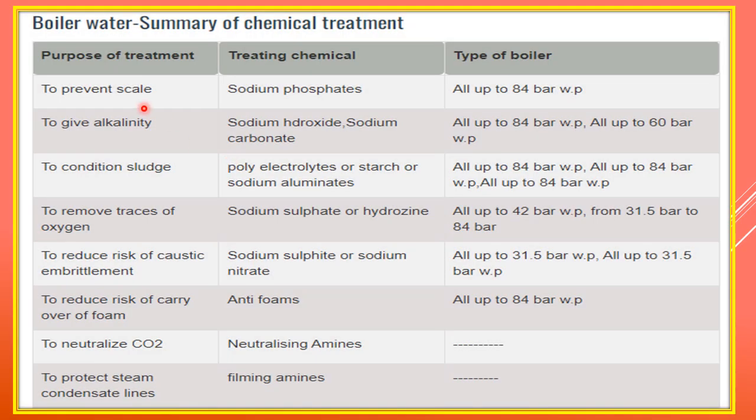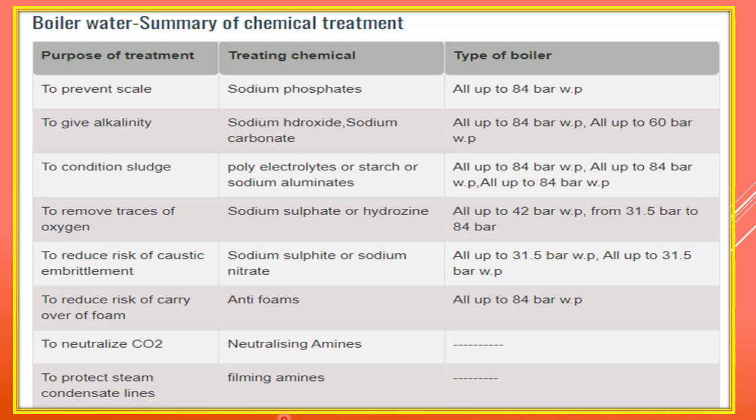Here is the summary. To prevent scale, sodium phosphates are used. To give alkalinity, sodium hydroxide and sodium carbonate. To condition the sludge, polycarbonated or starch or sodium aluminates. To remove traces of oxygen, sodium sulphite or hydrazine. To reduce the risk of caustic embrittlement, sodium sulphite or sodium nitrate. To reduce the risk of carryover or foam, anti-foaming agents. To neutralize CO2, neutralizing amines. And to protect the steam and condensate lines, filming amines are used.